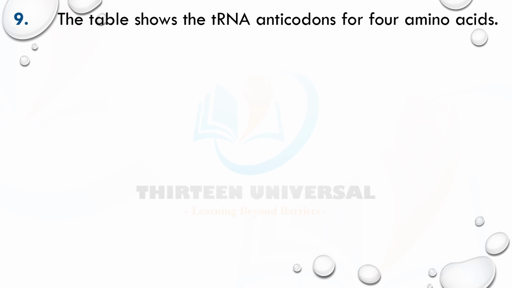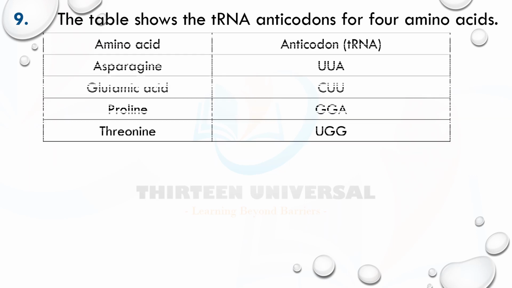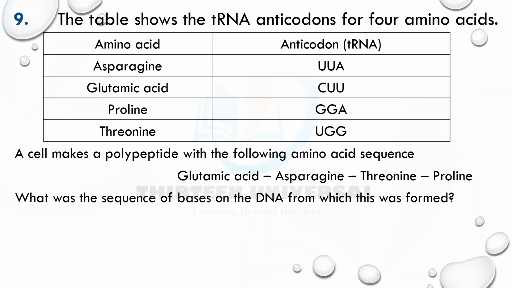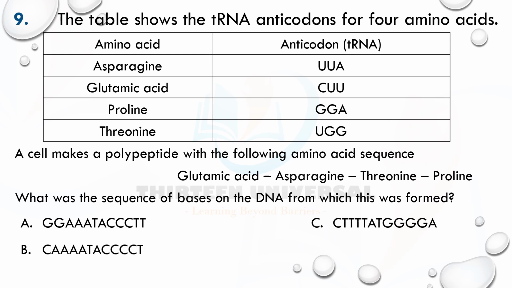Now the table shows tRNA anticodons for four amino acids. Look at it. The question says, what was the sequence of bases on the DNA from which this was made? You can pause and look at it. These are the amino acids, these are the anticodons, and this is the polypeptide chain. The cell makes a polypeptide. This is the sequence of the amino acids: the first one is glutamic acid, second is asparagine, third is threonine, then proline.